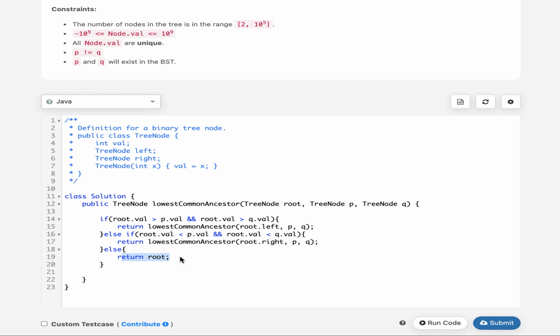At last, if the root value lies within P and Q, that would mean that it is the lowest common ancestor. Since it's the first node, the answer will always be the lowest common ancestor of the two nodes.